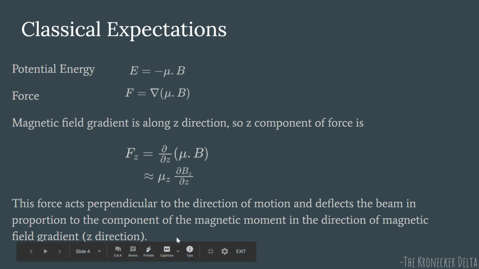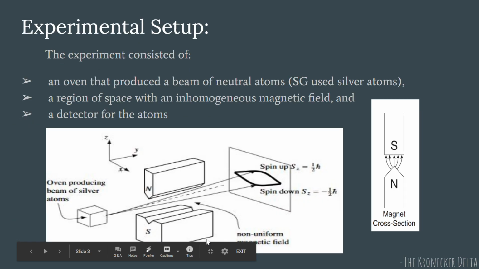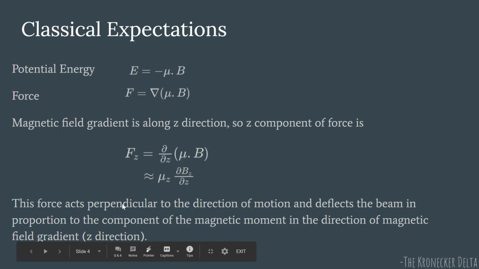Now this force acts perpendicular to the direction of motion. The direction of motion was in the y direction, right? And the magnetic field gradient was set up in the z direction. So this force acts perpendicular to the direction of motion and it deflects the beam in proportion to the component of the magnetic moment in the direction of the magnetic field gradient. What we mean is Fz here is directly proportional to mu z. So if there is a greater component of magnetic moment in the z direction, greater will be the deflection. That is what we understand from here.